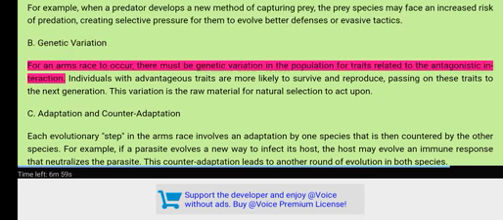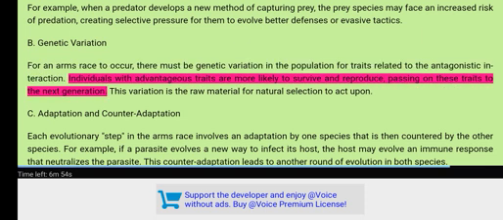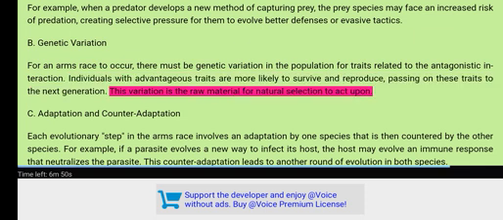B. Genetic variation. For an arms race to occur, there must be genetic variation in the population for traits related to the antagonistic interaction. Individuals with advantageous traits are more likely to survive and reproduce, passing on these traits to the next generation. This variation is the raw material for natural selection to act upon.